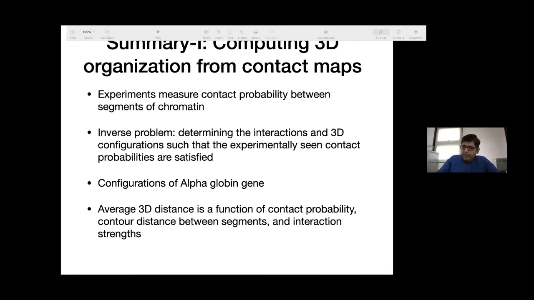So to summarize the first part, we have a theory and simulation for computing the 3D organization of chromatin from the contact map. Experiments measure the contact probability between different segments of chromatin. And what we did is an inverse problem of determining the interaction and the 3D configuration such that the experimentally seen contact probabilities are satisfied. And we computed the configurations of the alpha globin gene, and we computed the average 3D distances and distributions and so on. So this is the first part of the story.